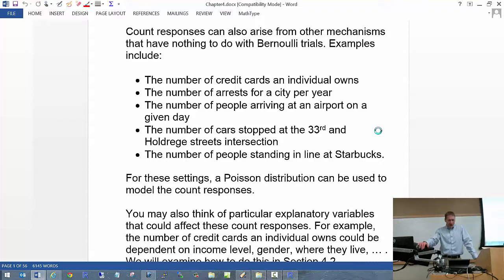The number of cars stopped at the 33rd and Holdrege Streets intersection. So that intersection, let's see, I'm kind of disoriented. I think it's that way over there. You know, that way? You sure?